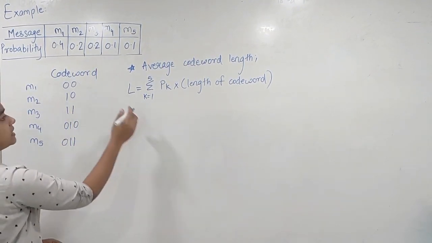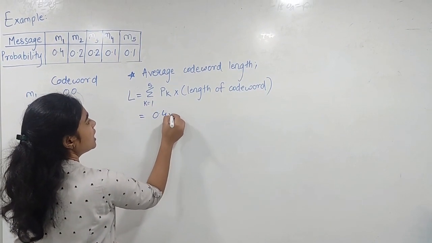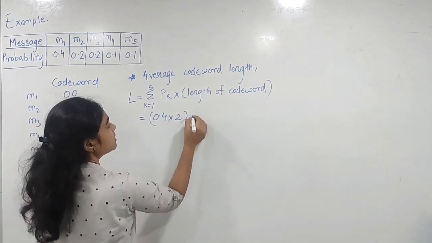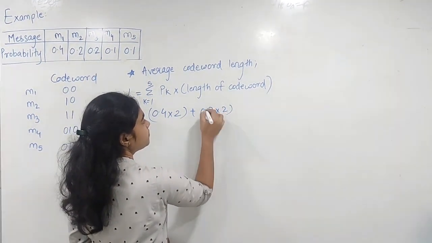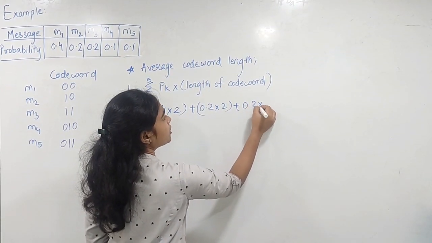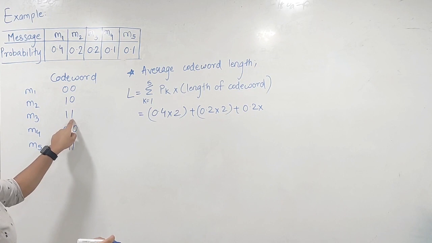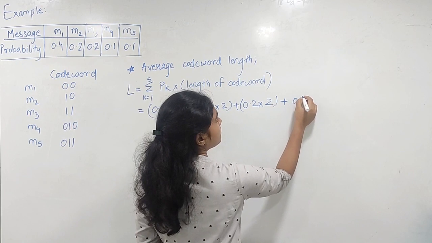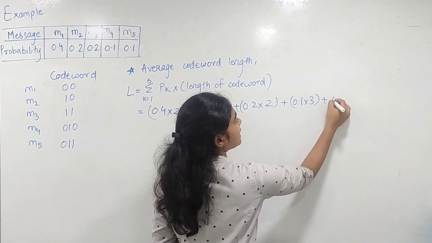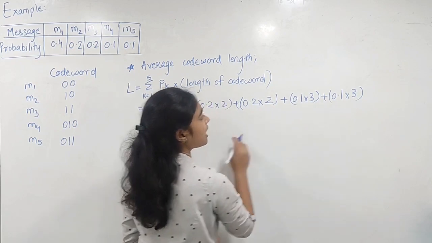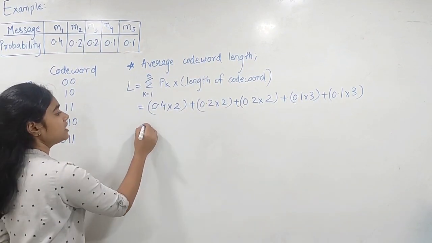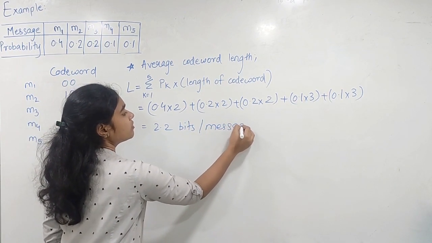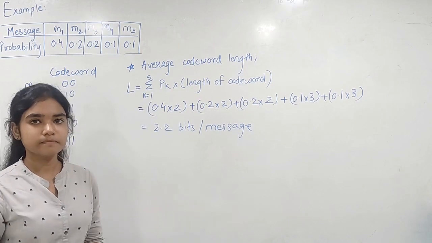So we could see the probabilities. So 0.4, and for 0.4 the code word length is 2. Similarly 0.2 into 2, then again add 0.2 into 2, since the third symbol again has code length 2. So it's again 0.2 into 2, 0.1 into 3 and again 0.1 into 3. So after adding all this we get 2.2 bits per message. So this is how we find the average code word length.